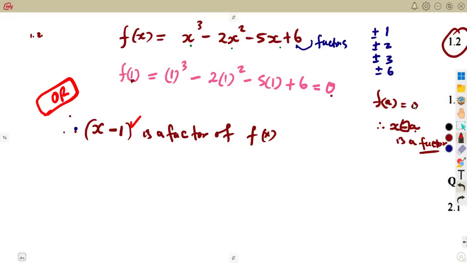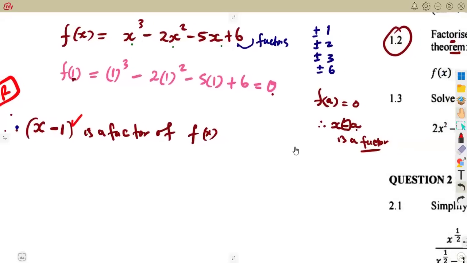Maybe you substituted 3 to obtain a 0. You work with x minus 3 as your factor. You're going to use that one. But in my case, I've got x minus 1, because that is the first number that gave me a 0. So x minus 1, if it is a factor like this, we are going to divide it into the expression.